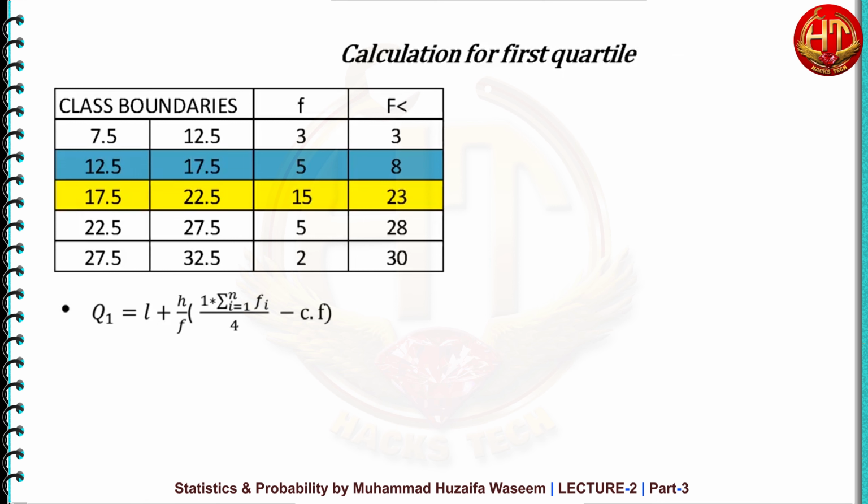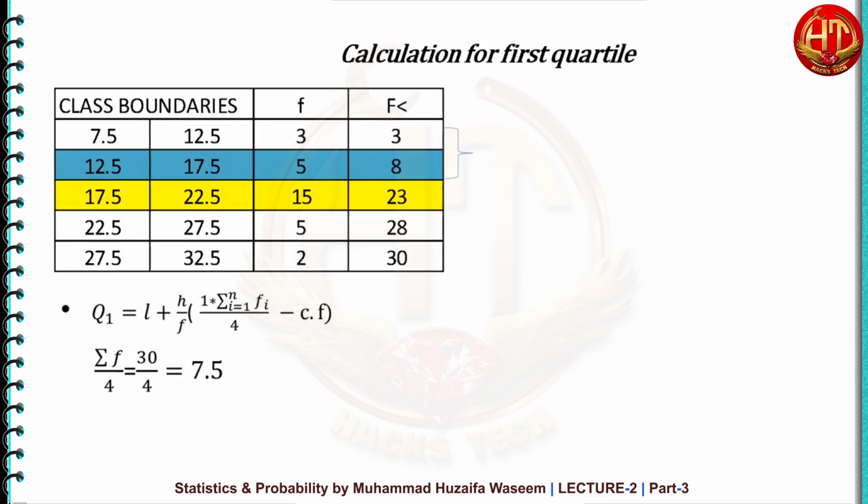If you calculate the median, it is divided by 2. If you calculate the percentile, it is divided by 100. And if you have to calculate the decile, it is divided by 10. Then minus cumulative frequency. First you have to calculate the group, which is summation of fi divided by 4. What is the value of summation of fi? The sum of frequency is equal to 30. Then 30 divided by 4 is equal to 7.5.